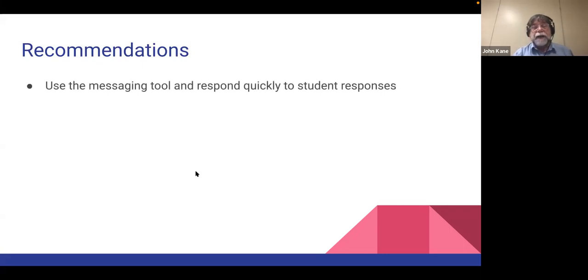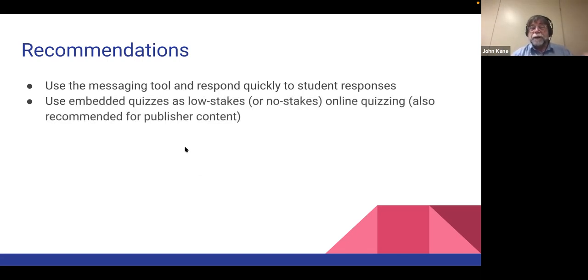If you choose to adopt, say, the Waymaker package, I would encourage you to use the messaging tool and to respond quickly to student responses to that. I would recommend, though, that if you're going to use the quizzes that come with the Waymaker package for grades, or similarly perhaps with OLI, you should be aware that pretty much all of them will end up on the various academic dishonesty sites really, really quickly. So students do have the option of just looking up this material, which weakens the impact of this.